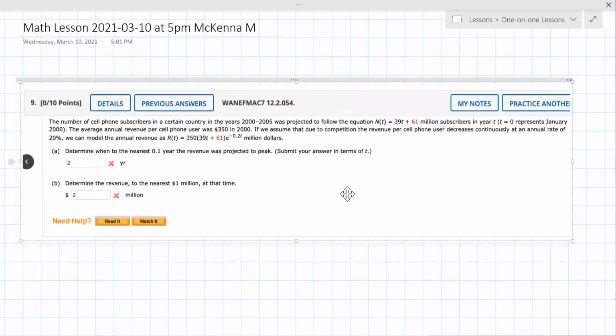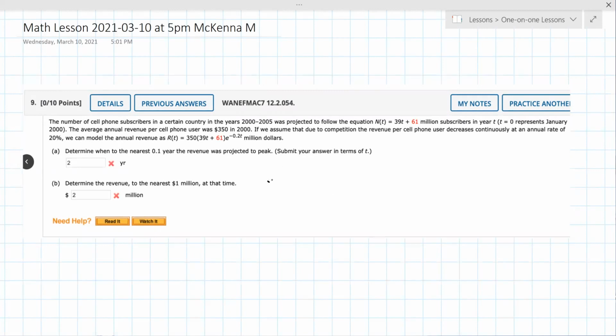Somewhat familiar. So determine, to the nearest 0.1 year, when the revenue was projected to peak. So this is just a graphing problem. It does say submit your answer in terms of t. That's weird. N of t equals 39t.